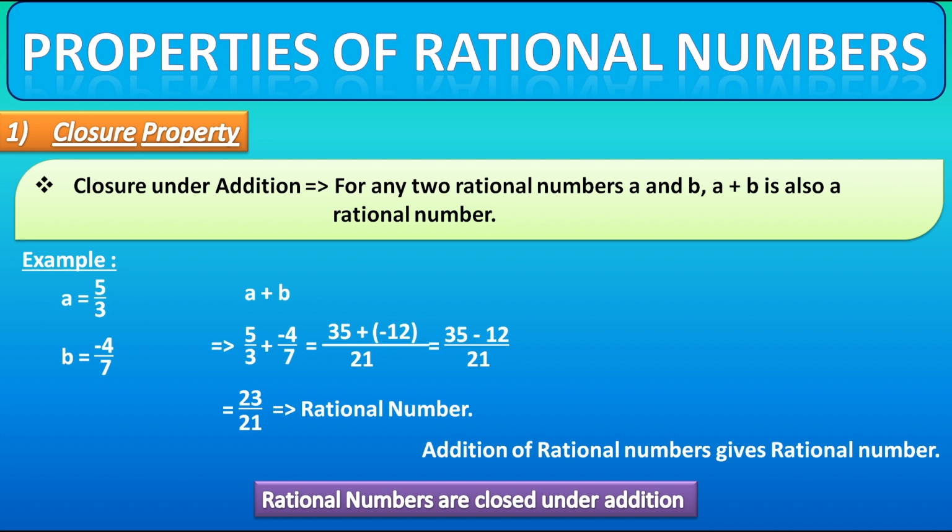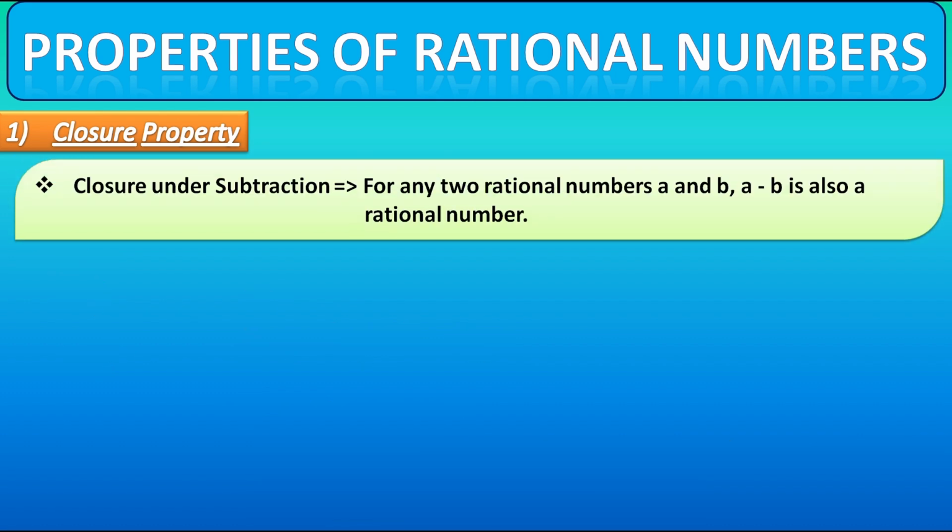Now let's check this property for subtraction. Closure under subtraction. For any two rational numbers a and b, if I subtract them, I should get the answer as a rational number only. That means a minus b is also a rational number. Let's check it with the help of an example. Here I am taking the value of a as minus 8 upon 5 and b as minus 3 upon 7. Now we have to subtract them. That means we have to find a minus b. So minus 8 upon 5 minus of minus 3 upon 7.